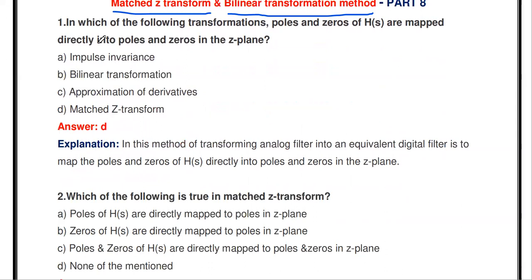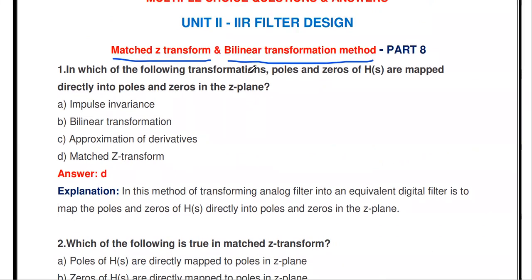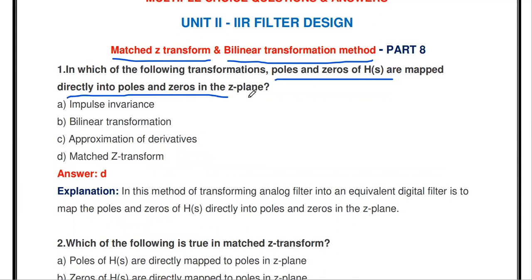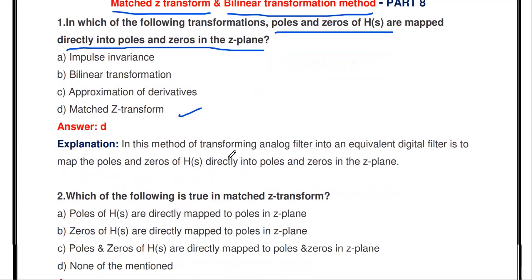Okay. The first question: in which of the following transformations are poles and zeros of H of S mapped directly into poles and zeros in the Z plane? Already you know, in transformation, the poles and zeros of the analog domain are transformed into poles and zeros in the Z plane. The options are: impulse invariant method, bilinear transformation, approximation of derivative, matched Z transform. The answer is matched Z transform. In this method, to transform the analog filter into an equivalent digital filter, the poles and zeros of H of S are mapped directly into poles and zeros in the Z plane.